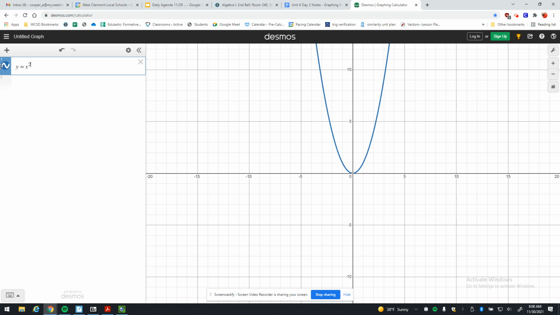Y equals x squared. Have we seen this kind of graph before? Does anybody know what it's called? It's called a parabola. Not anything weird like that. It's a parabola.